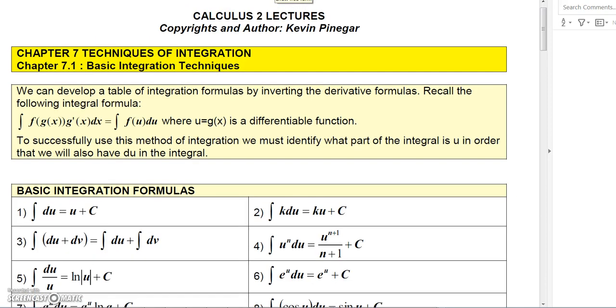Okay, this chapter is going to talk about techniques of integration. So we're going to start in this first section about some basic integration techniques.